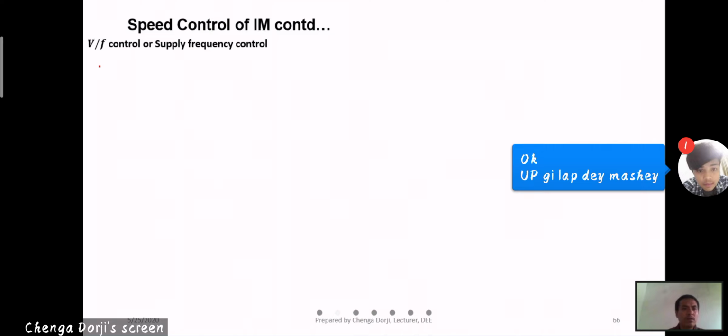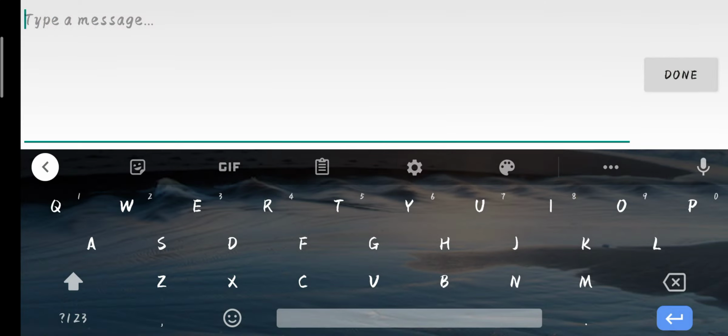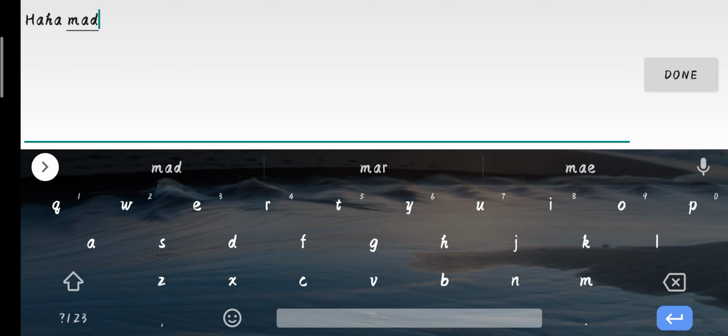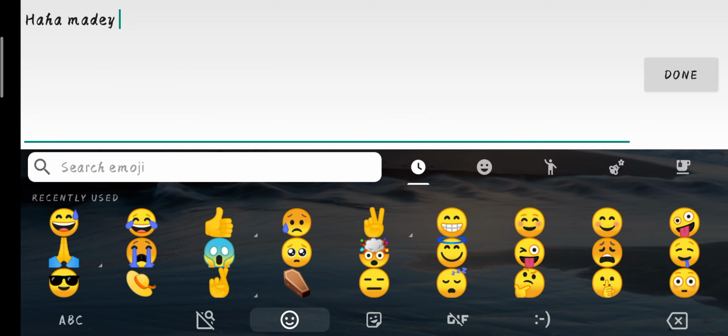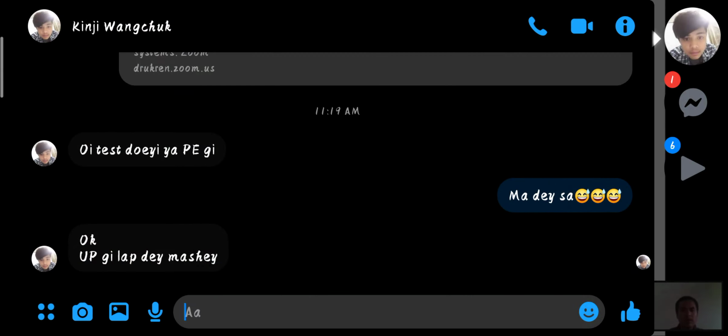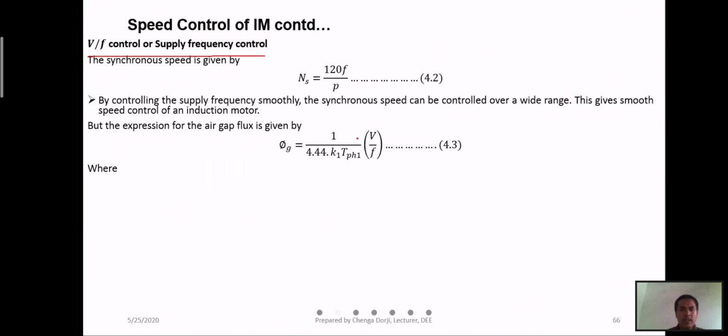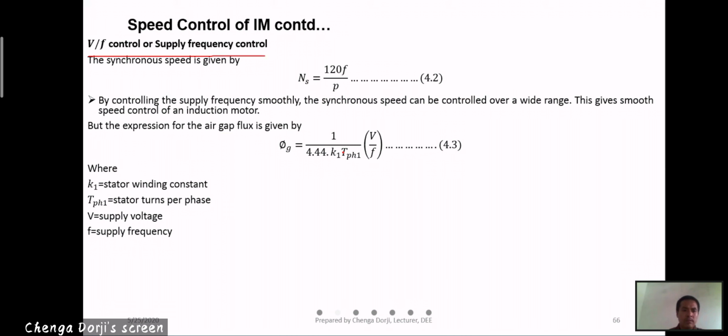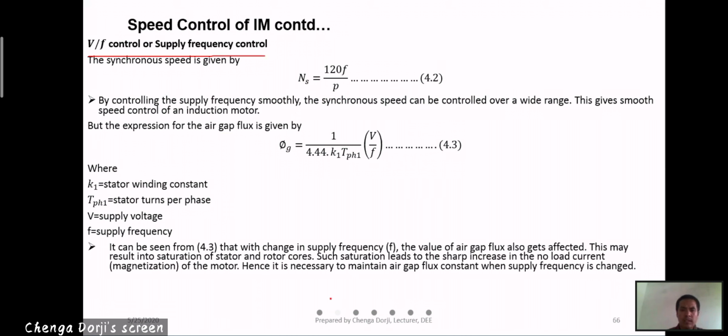So first, voltage frequency control or supply frequency control, that one we have already done. The synchronous speed is given there, and the air gap flux is given there. From this you can see the supply dependence. You can just go through it. Same thing, I have not changed anything. Whatever we have discussed in the AC machines, same way.